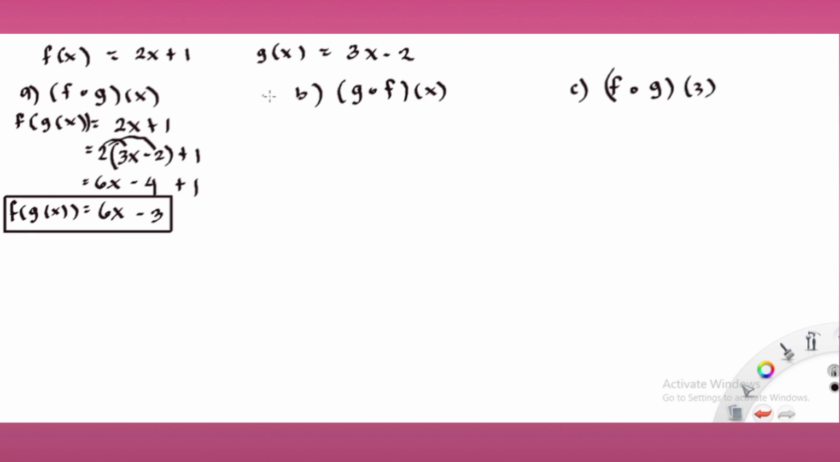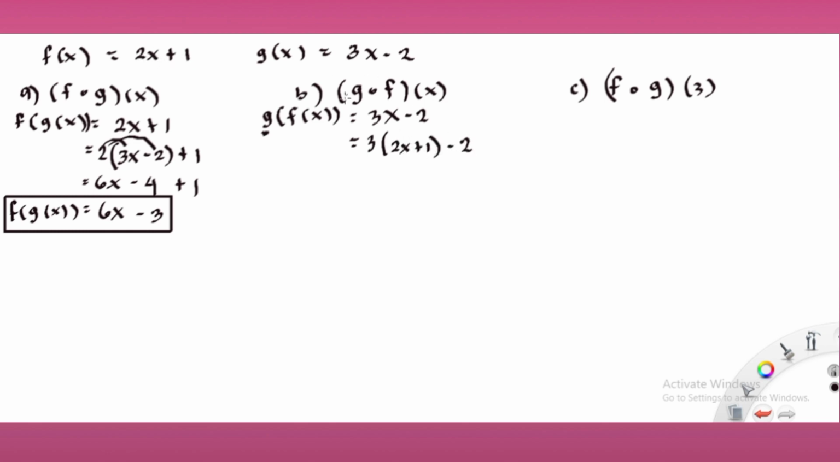Let's have letter B. So, g circle f of x. So, this can be written as g of f of x. Which is equal to, again, sa g of x, ang domain ay f of x. So, kunin muna natin ang g of x natin. That is 3x minus 2. And then, sa g of x, ipapasok ang f of x. So, we will copy 3 times. Okay? Sa x, ilalagay natin ang 2x plus 1.